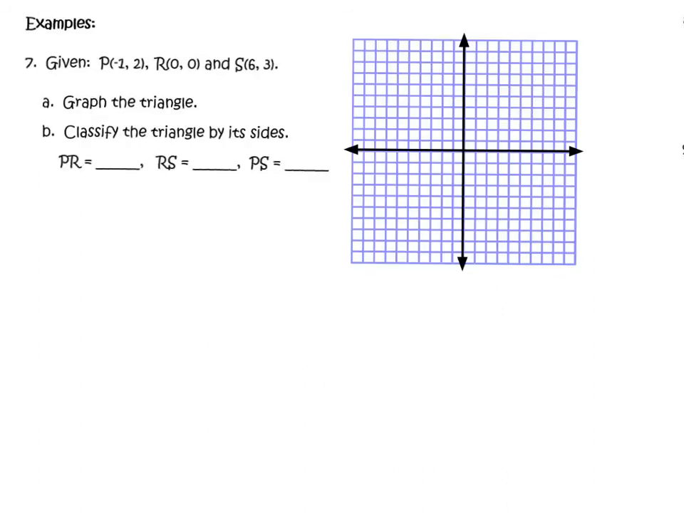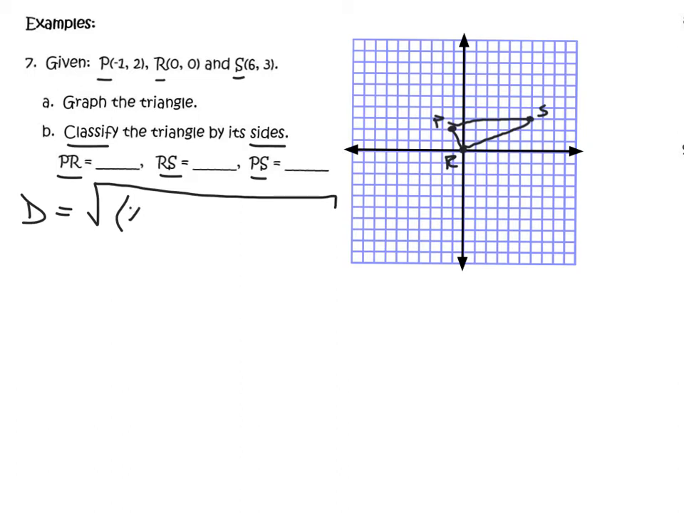For the next example, we have triangle PRS. First thing I'm going to do is plot my points. And the next thing I want to do is classify it by its sides. So what I'm going to need to figure out is how long are these side lengths. In order to do that, I'm going to need to use the distance formula. So I'm going to take my x and my y values for just 2 points, and I'm going to plug them in here to try and solve for the length of each side.